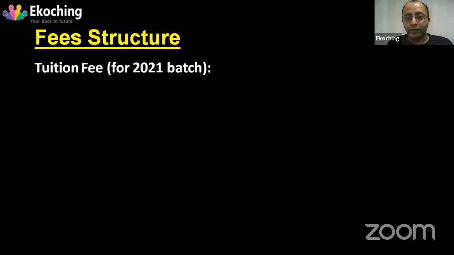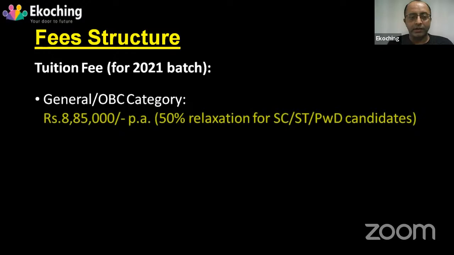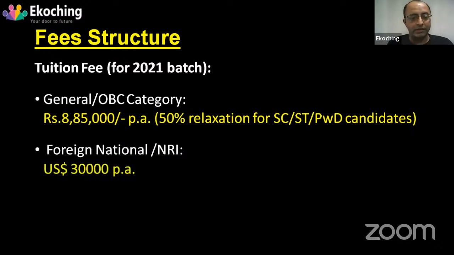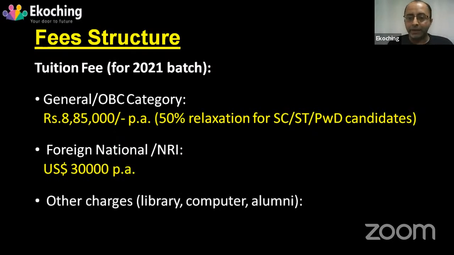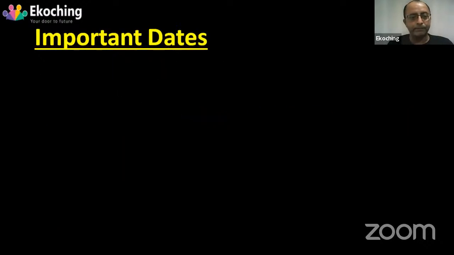So the fee structure of all these colleges, if you look at 2021, अगर मैं last year की फीस की बात करता हूँ, for general category it is 8,85,000 per annum, and if you are from SC, ST or PWD, you will have 50% relaxation in the fee structure of IIFT. Anybody who is an NRI or foreign national can have $30,000 per annum US dollar, and other charges for library, computer, and other programs, they are charging 54,000 for the whole course. So this is the normal fee structure of IIFT for 2 years.